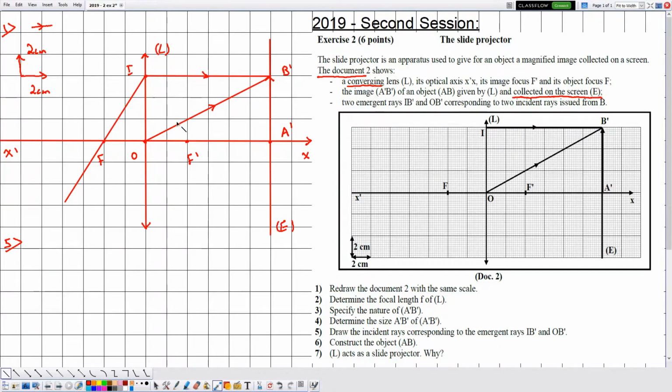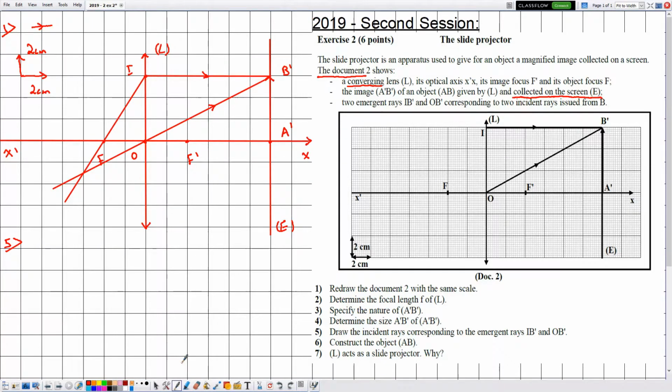And now as for the emergent ray OB prime, we know that an incident ray passing through the optical center emerges without deviation. So the incident ray passing through the optical center corresponds to the emergent ray OB prime. And we don't forget arrows on incident rays that indicate the direction of propagation of light. So this is the drawing done. Then now we have reached number 6.